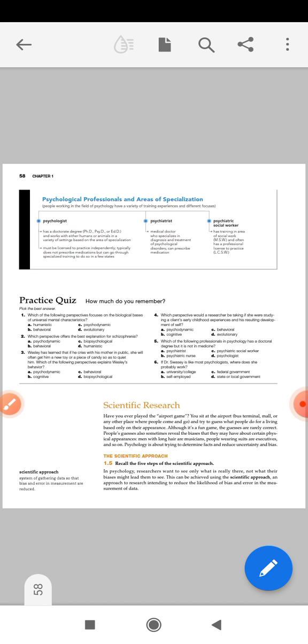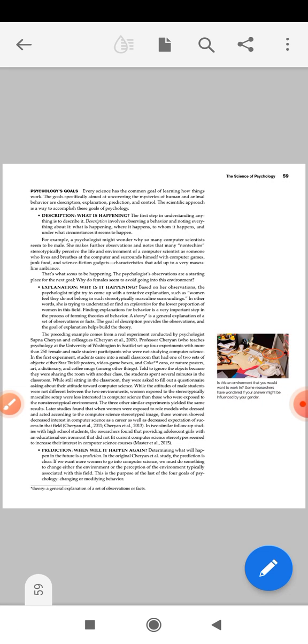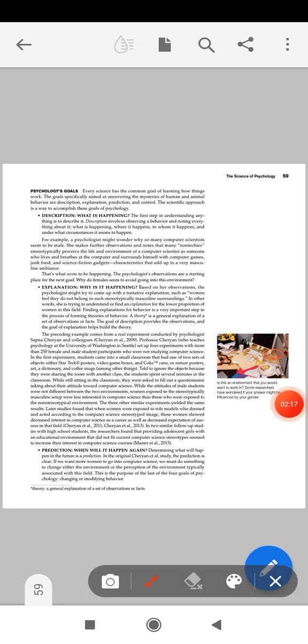So from here we have to start. We are starting with the introduction to psychology by Ciccarelli. This book starts with the psychological goals. We are studying scientific research, so before we go deep into the research methodology, we need to know something about its introduction. The first one is psychology's goals. What should be the goal of psychology?